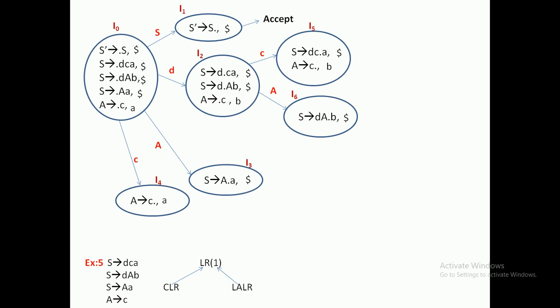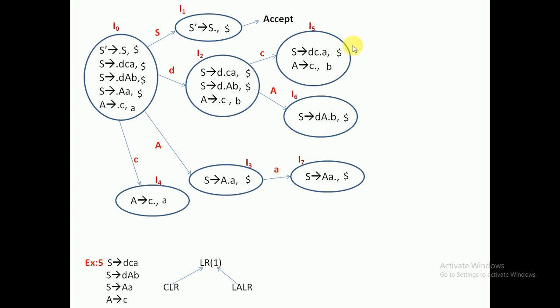The next one, I3. Move over small a. Where will you reach? You will reach this one completed. Now third one, move over small a. You will reach A A dot dollar. So this is I7. This one also is completed. This one already completed is a reduced state, because after this dot there are no other symbols. This is a lookahead only.